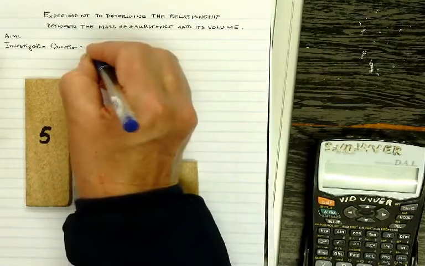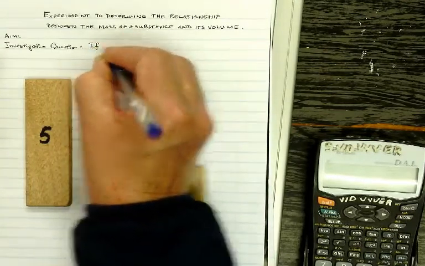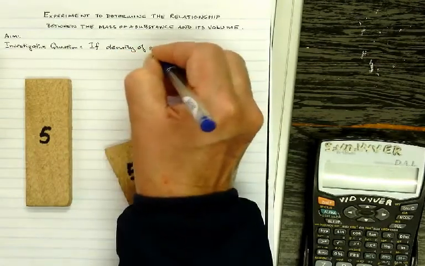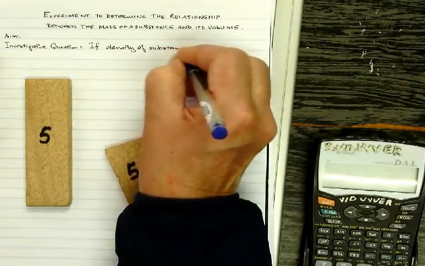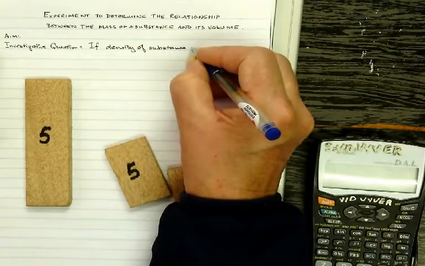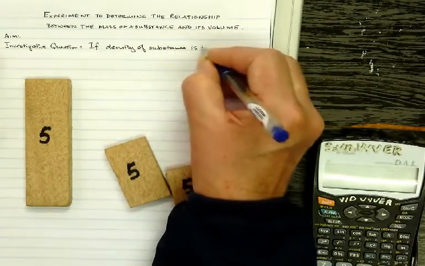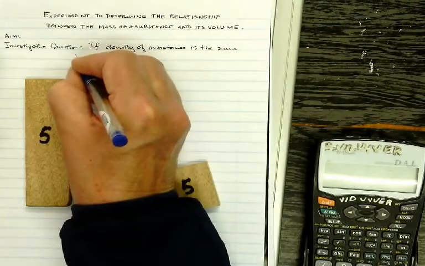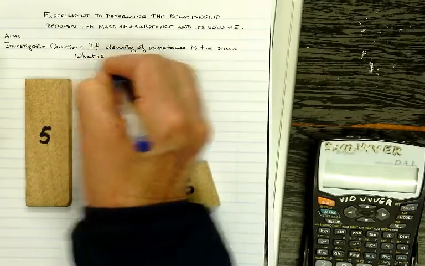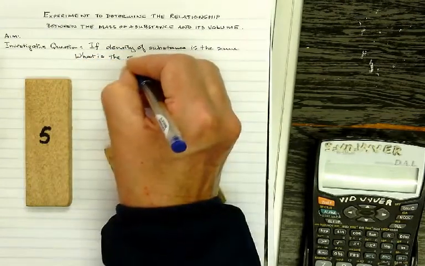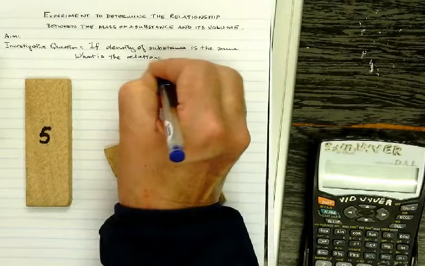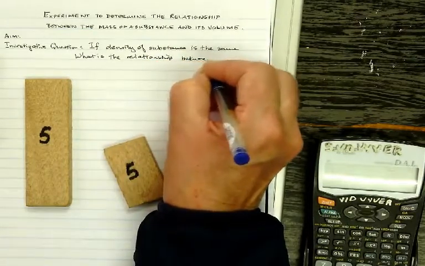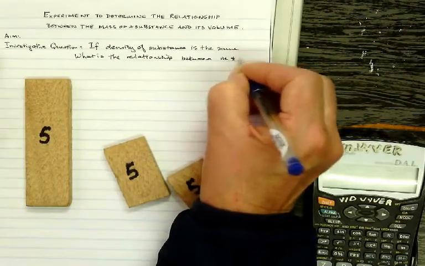So when the density of a substance is the same, what is the relationship between mass and volume?